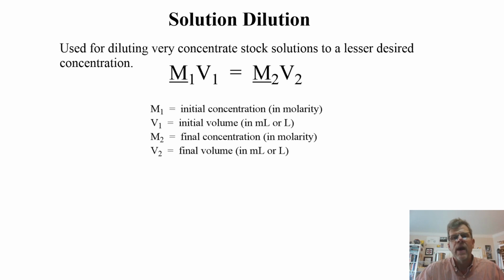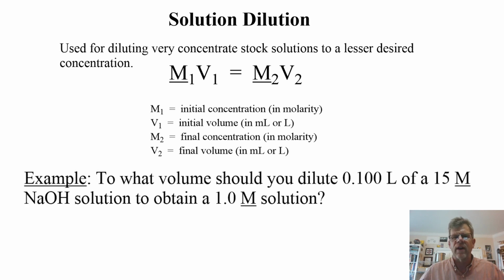It's an equation. M1V1 equals M2V2, where the M's are the initial and final concentrations in molarity, and the V's are the volumes, the initial volume and a final volume. And you'll always know that we're talking about a solution dilution example problem if they have the term dilute or dilution or something like that in there. We would know instantly we're going to plug this into the solution dilution equation.